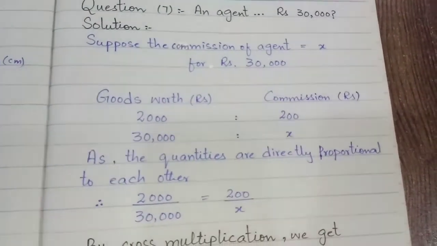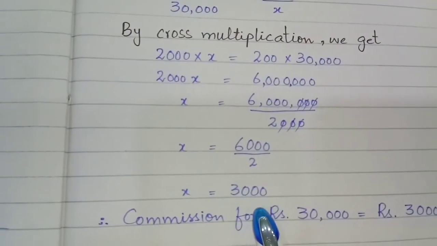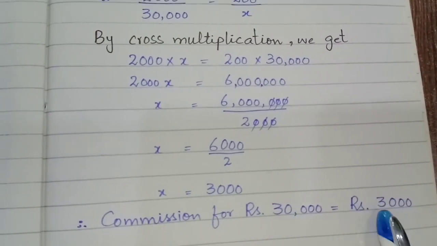We supposed that x will be equal to this. So x is equal to 3000. So it means the commission for rupees 30,000 is 3000 rupees.